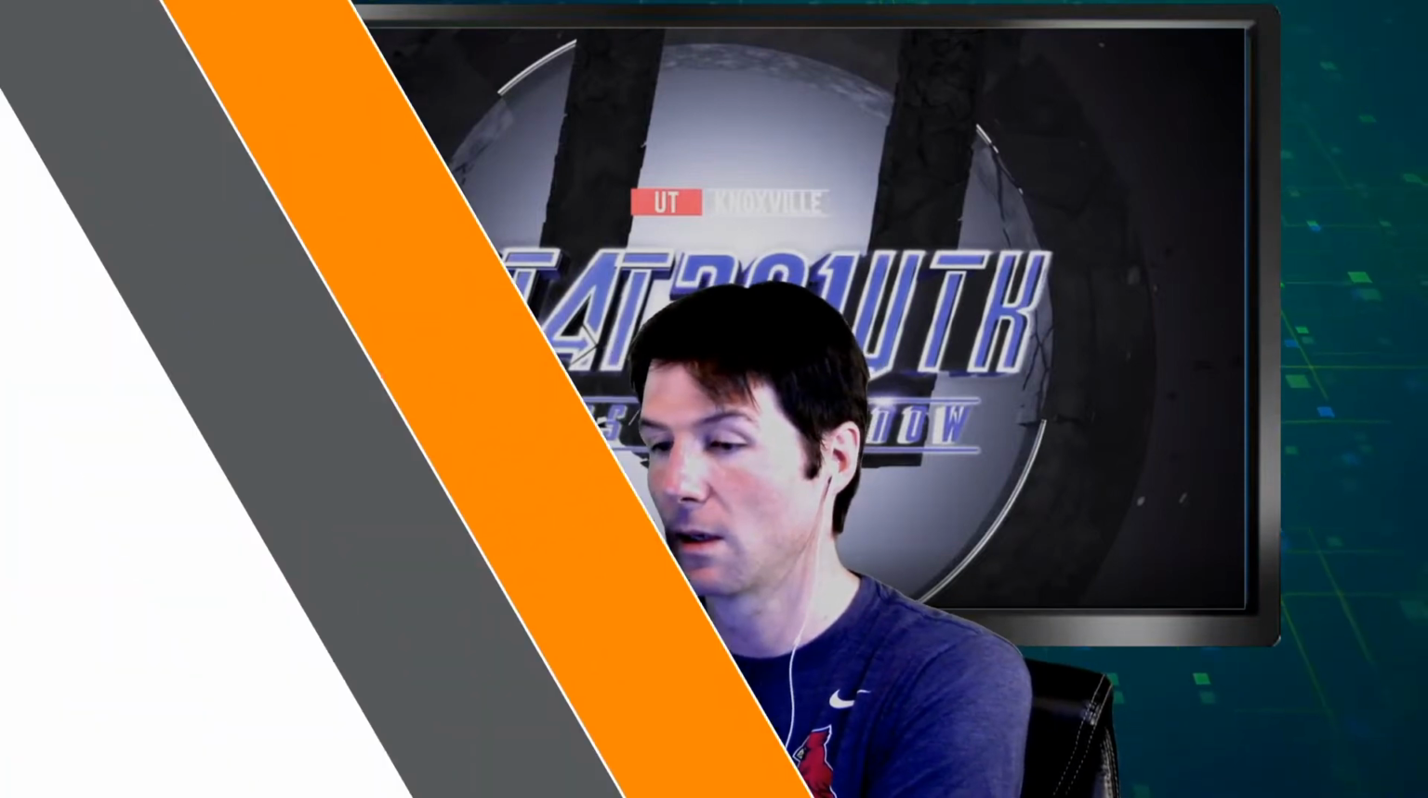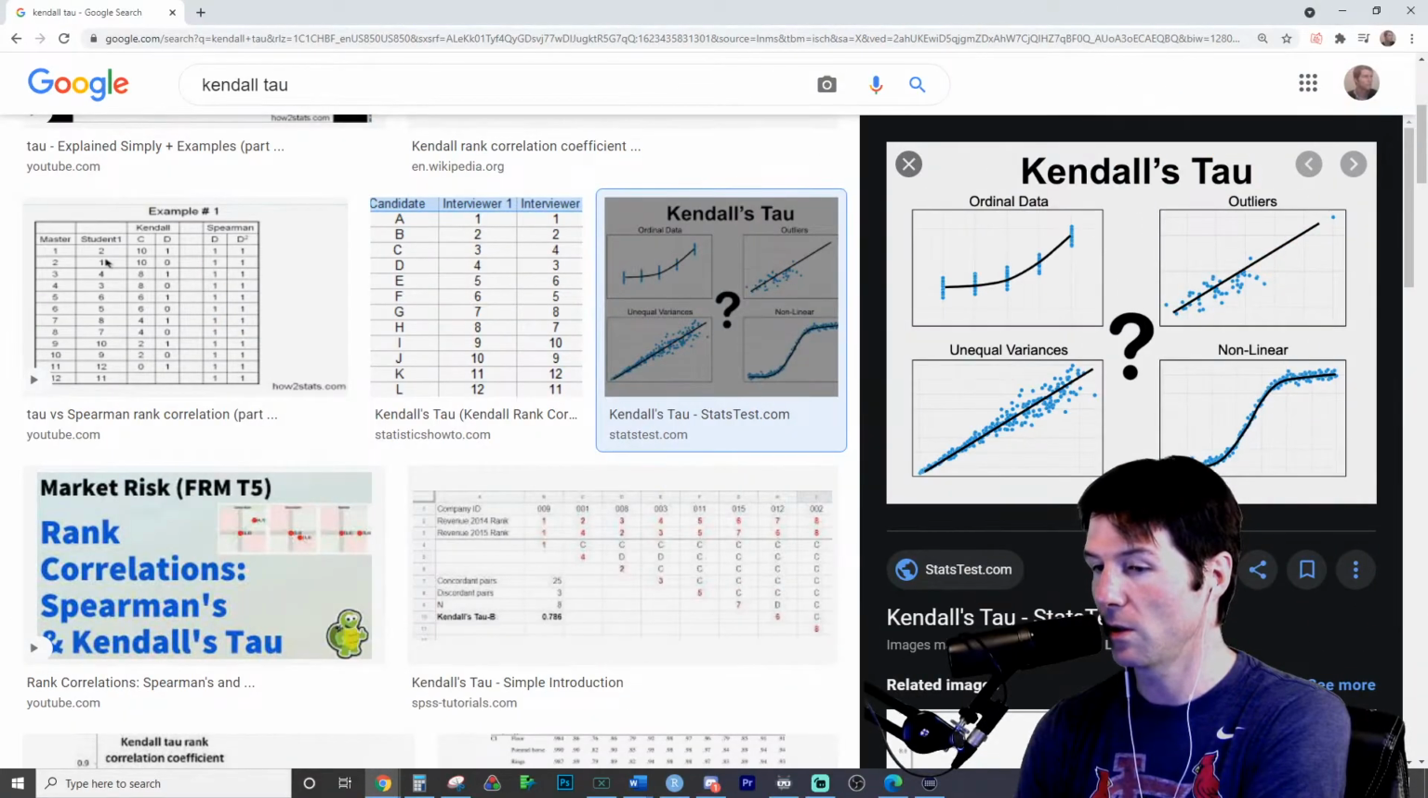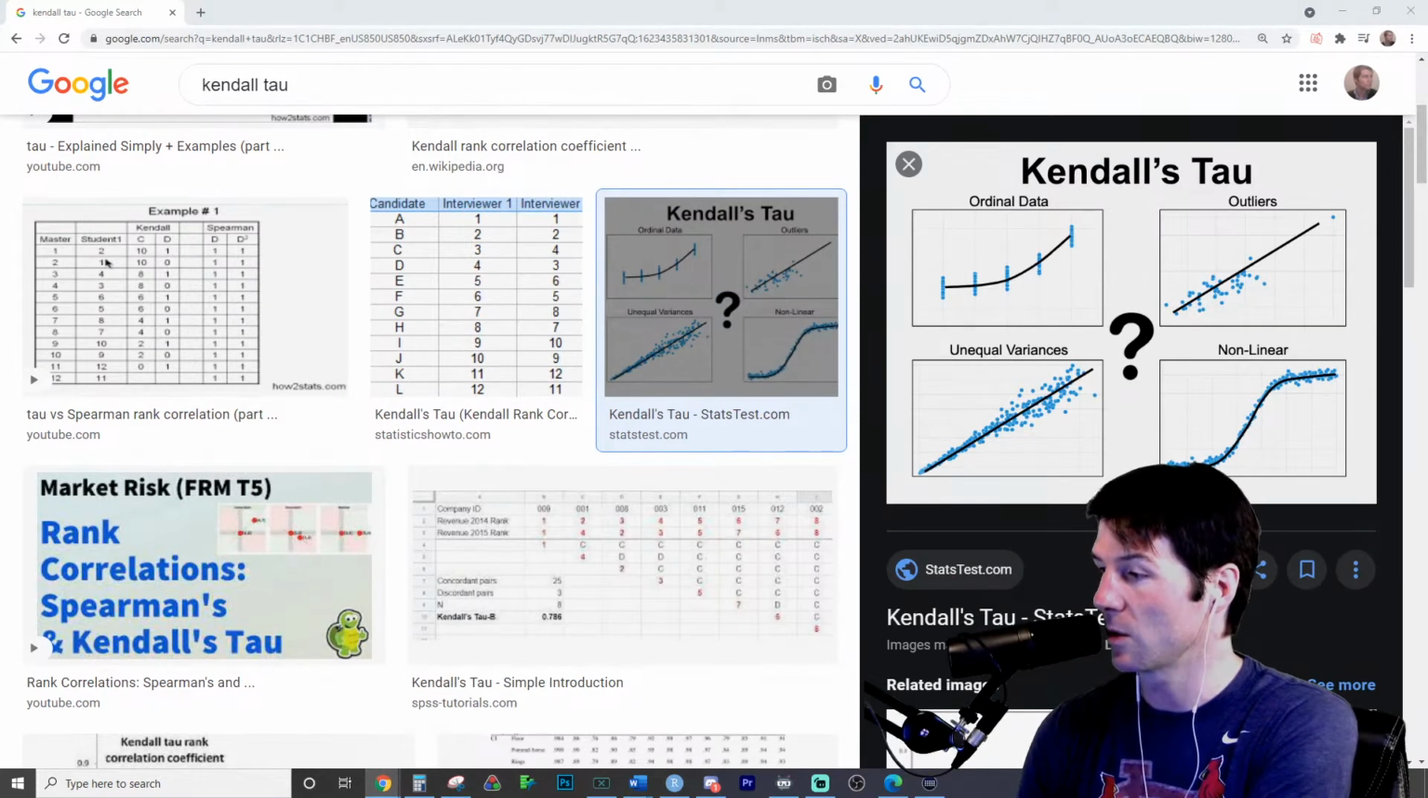This is a really good graphic on it right here. Ordinal data, here we'll show it. Rank-based correlation, rank correlations. Yeah, and they're saying they're doing them both. It's another rank correlation. So here, let's bring back up. This is why I need to do my adjustments in Windows.